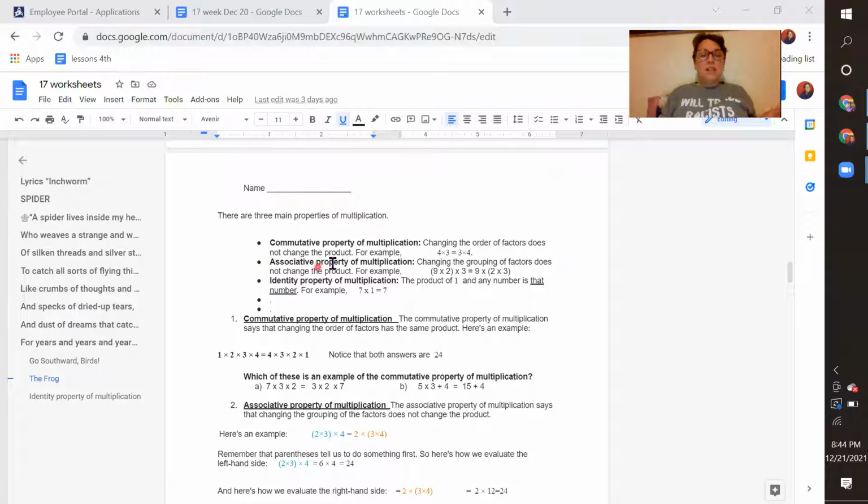Number 2, the associative property of multiplication. Sometimes we use parentheses, and the parentheses don't matter for multiplication. We should still read what we see, but it doesn't matter. And the last one, I hope you already know this, is the identity property of multiplication.